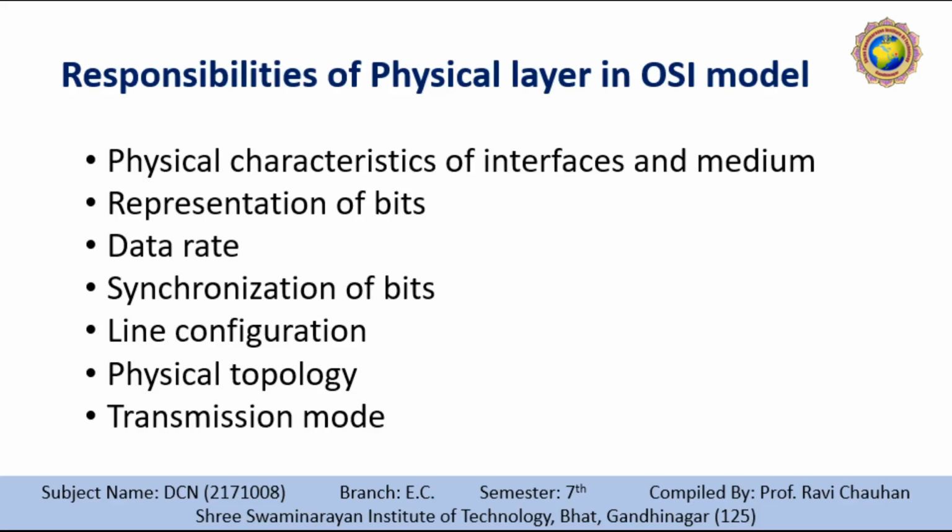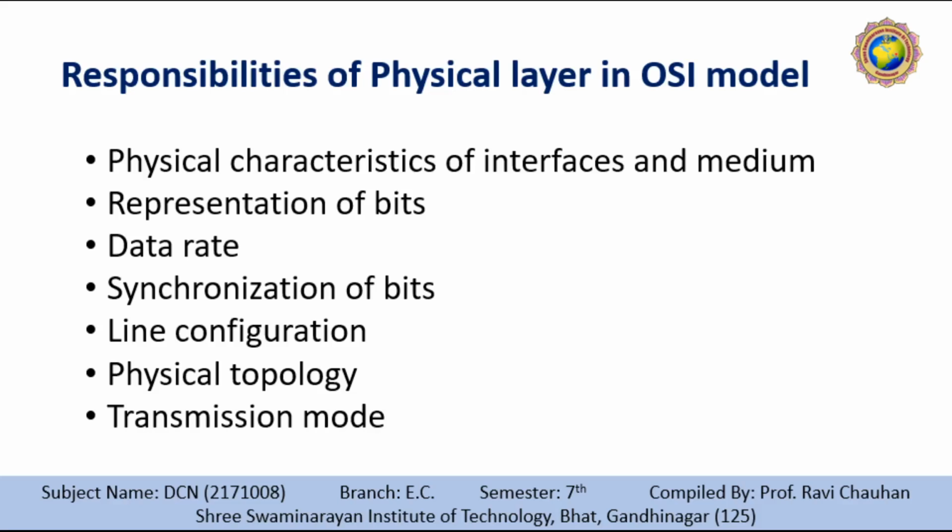Second, representation of bits. In the physical layer, data consists of a stream of bits, a sequence of zeros and ones with no interpretation. To be transmitted, bits must be encoded into signals, electrical or optical, and the physical layer defines the type of encoding, how zeros and ones are changed to a signal. Encoding and decoding we are also going to see in our upcoming sections, so don't worry about that. You just remember that our representation of bits will be encoded in our physical layer.